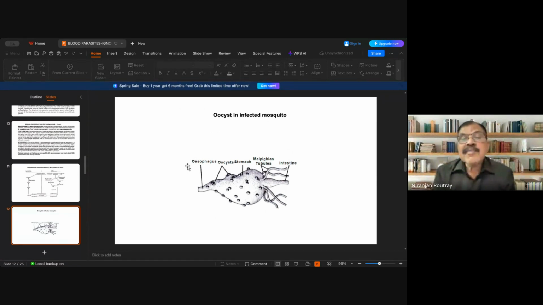Next, this is an oocyst. You can see here, this is the stomach of the mosquito. Since it is an insect, there are malpighian tubules. These are concerned with excretion. The nitrogenous excretion is through malpighian tubules, the same function as the human kidney. And this is the intestine. You can find that these oocysts protrude, appearing like granules on the surface of the mosquito stomach. This was observed by Sir Ronald Ross, which confirmed that the mosquito is the carrier of this parasite.